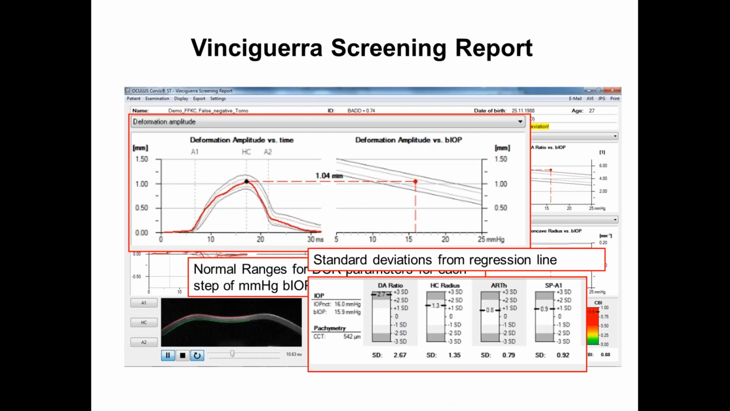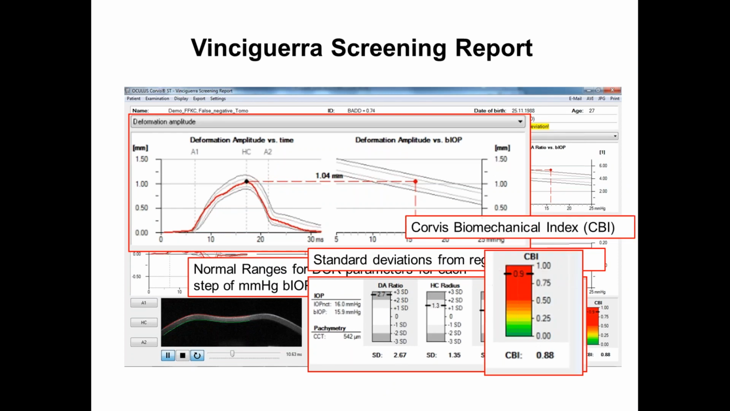So here's what looks like a very complicated printout or display from the Corvis, but basically it's able to, and this again is the software that's not approved yet FDA-wise, we hope it will be soon, it will give you a screening report, and it will give you standard deviations based on normative data as well.